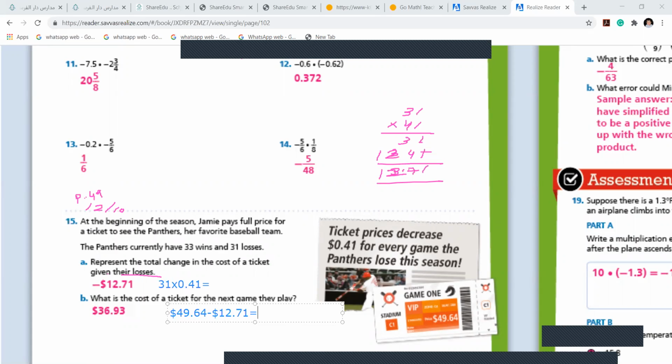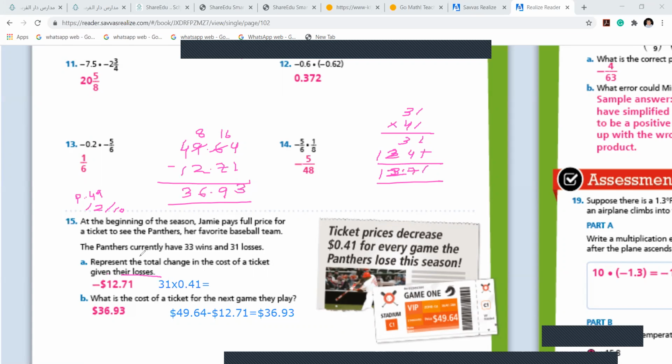So I got as $36. If I minus 49.64 and 12.71, I get 16, 8, 9, 6, and 3. I got it 36.93.